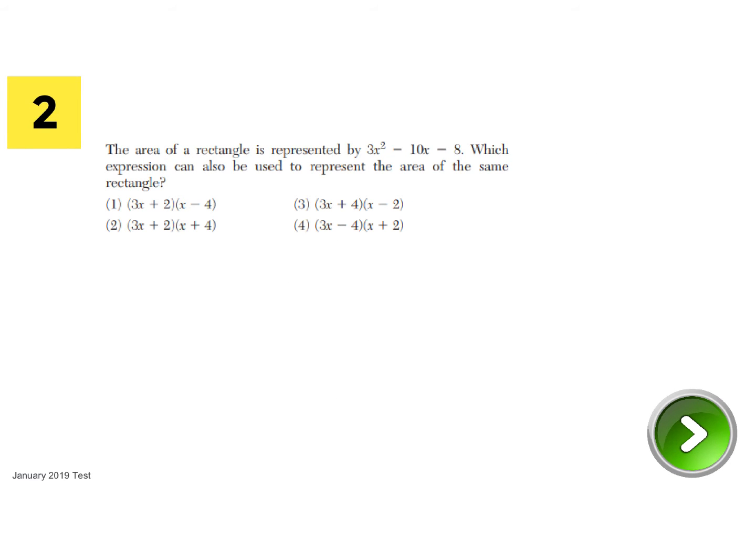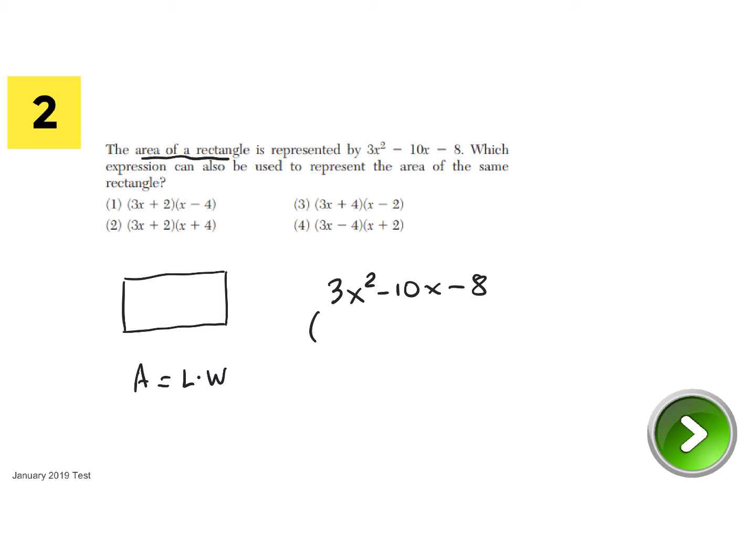So the area of the rectangle. First thing I always do when I see that, I draw a rectangle represented by the whole thing. So I remind myself, oh, area equals length times width. When area is length times width, I know I'm looking at something I need to factor. So I've got 3x squared minus 10x minus 8. I know it's going to go into two binomials.